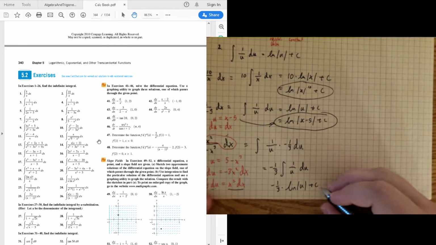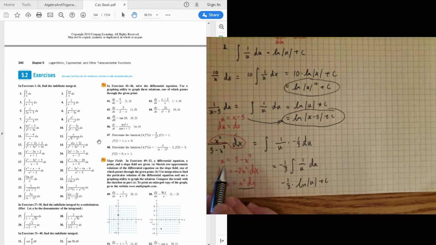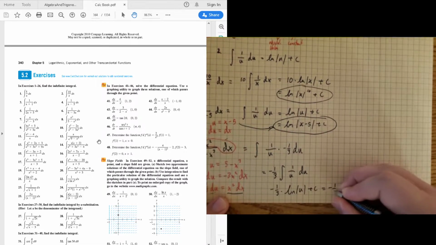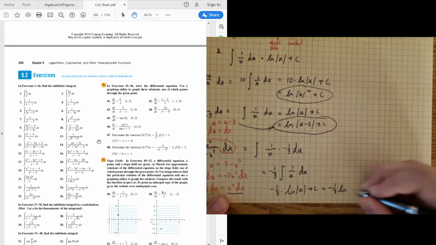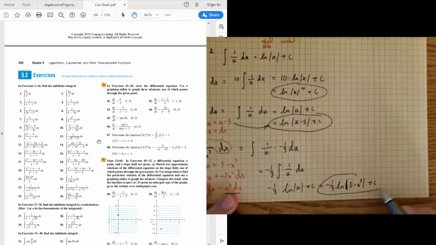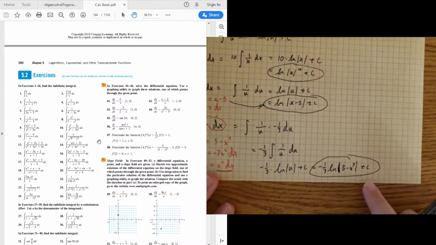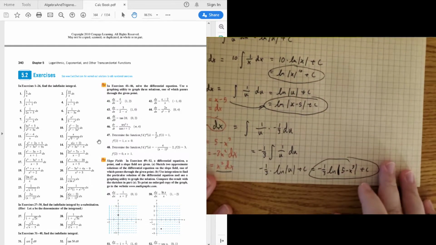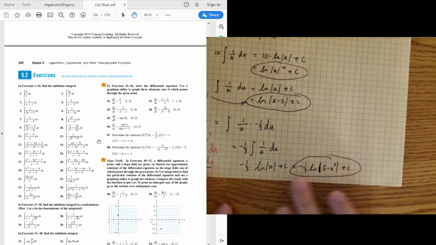And then from here, I know u, according to my work over here, u is equal to 5 minus x cubed. So this is equal to negative 1/3 the natural log of the absolute value of 5 minus x cubed plus c. The hardest thing to keep track of is going to be things like, anytime you're dealing with these kinds of functions, dropping the absolute values is going to be second nature. It's going to be really hard to keep track of those, so make sure you keep track of those absolute values.